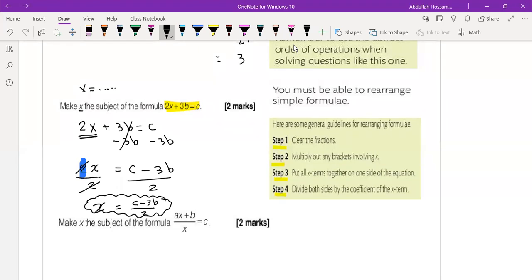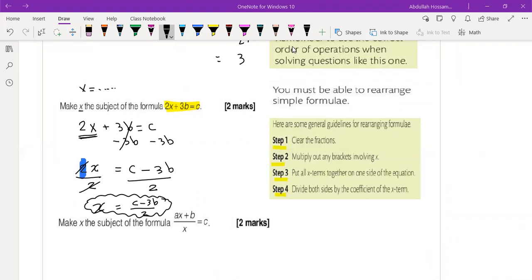Again, guys, first step, I said clear the fractions. There is no fractions. Multiply out the brackets involving x. I don't have any brackets, I'm lucky. Okay, put all x terms together on one side. That's what I did. I subtract 3b from the left side and from the right side. I have now only 2x equals c minus 3b.